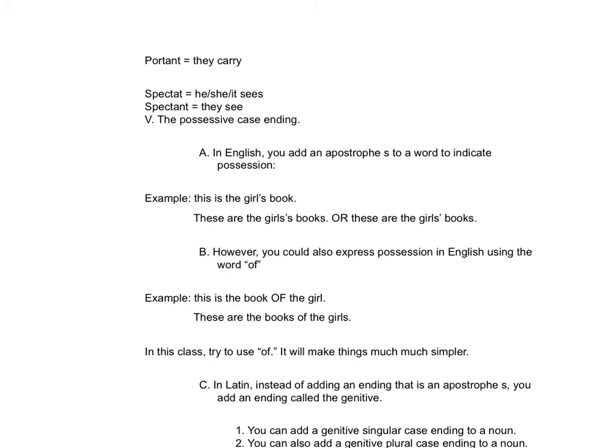And here's another example, portant. You can see that the ending is the third person plural, they carry. Spectat, third person singular, spectant, third person plural. That's the difference between the endings of the third person singular and the third person plural, and that's all that the book gives you so far for person and number.